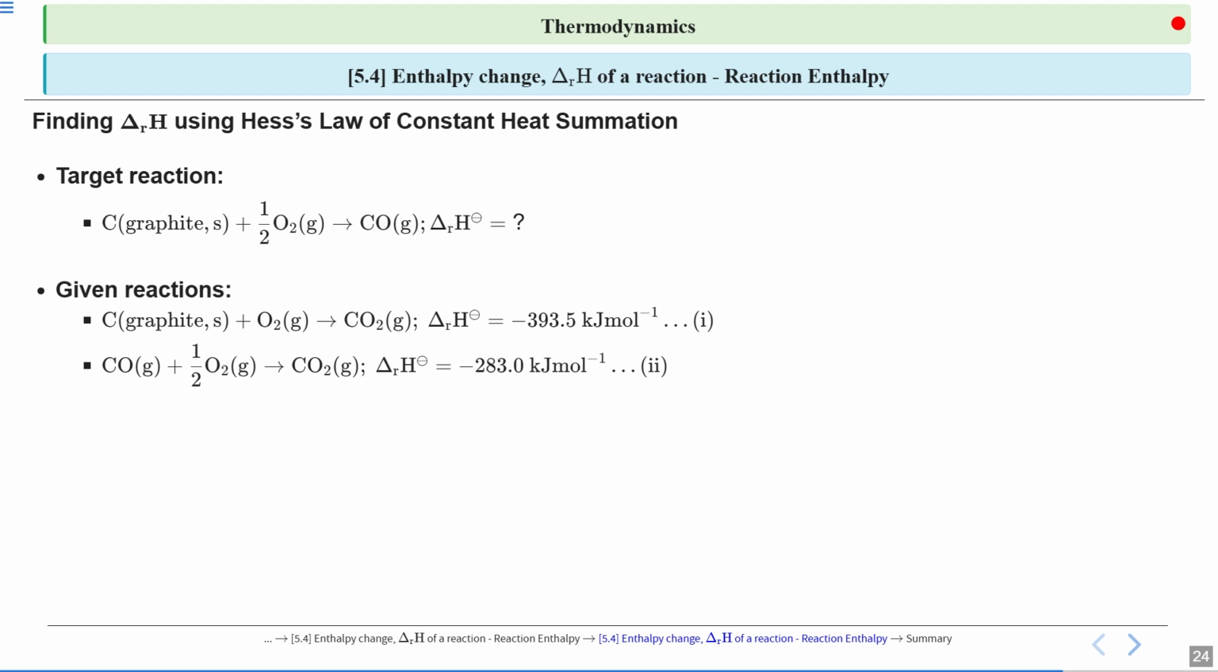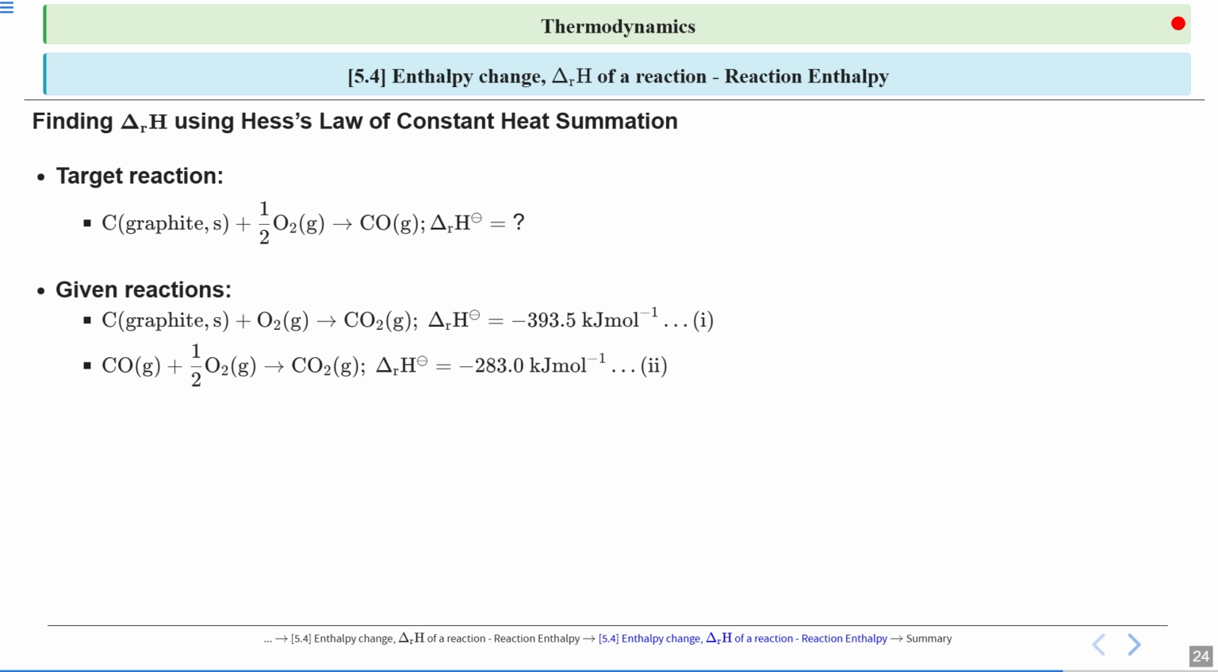Now it is observed that the enthalpy change for this second equation is minus 283.0 kilojoule per mole. But if you look at our target equation, we need carbon graphite, we need oxygen, yes, but we don't require carbon dioxide, and we need carbon monoxide on the right hand side, that is on the product side. But in equation number 2, we have carbon monoxide on the left hand side. So we need to reverse it.